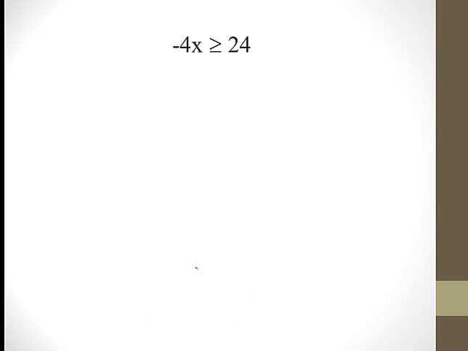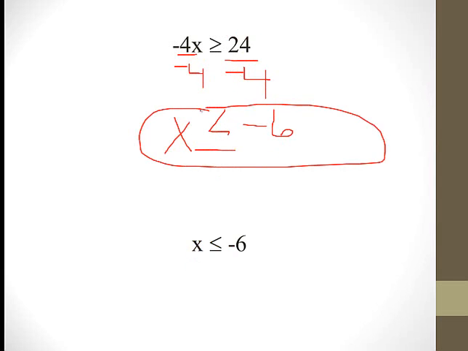All right, hit pause and work that out. Okay, so you're going to divide both sides by -4. x, you flip your inequality. 24 divided by -4 is -6. How did you do?